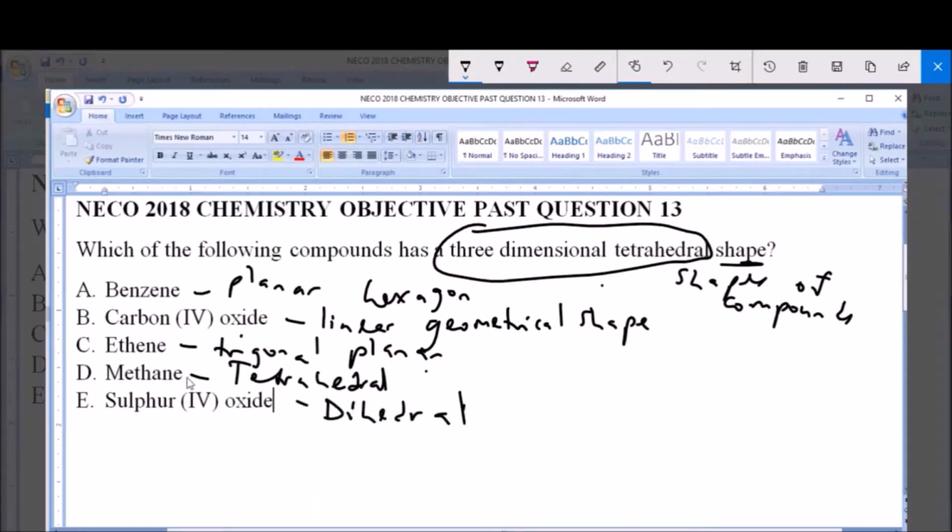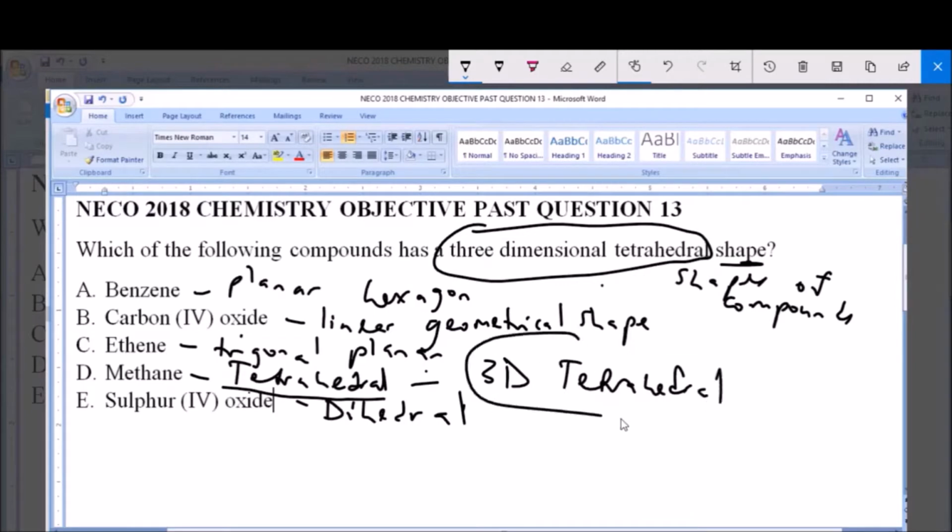So from the 4 options we have looked at, we have established that methane is tetrahedral. So this, in more detail, you can say it is 3-dimensional tetrahedral in shape. So this is the shape of methane. Methane, option D, has a 3-dimensional tetrahedral shape and is the correct answer to this question.